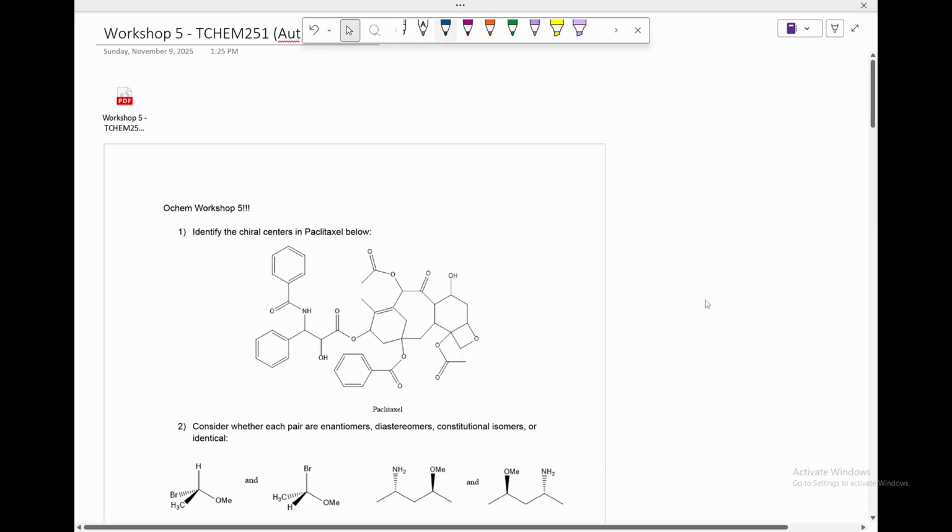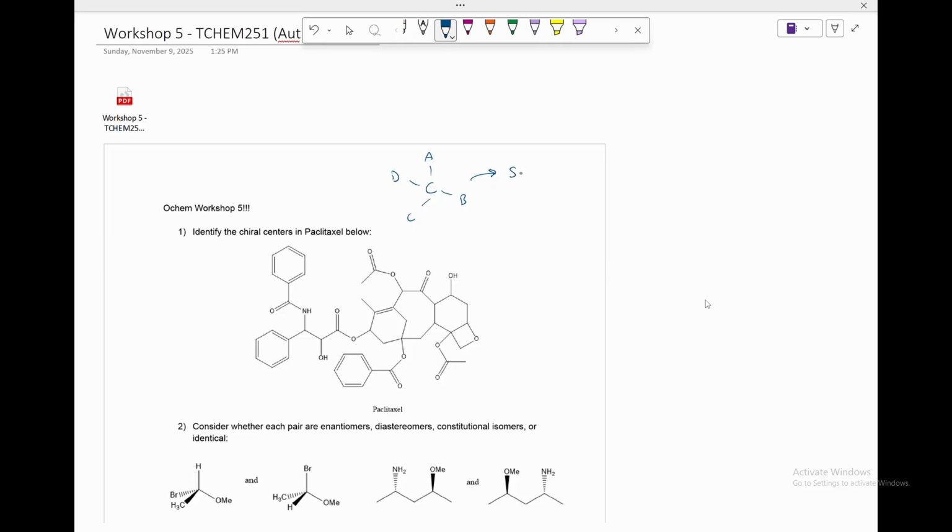A chiral center, or a stereogenic center, is any carbon or any other atom. It could be a nitrogen, but for the purposes of this class, we'll just focus on carbon. Any carbon that has four different things around it. If it has four things around it, that would mean this carbon is sp3. It cannot be sp2 or sp, it can only be sp3, right?